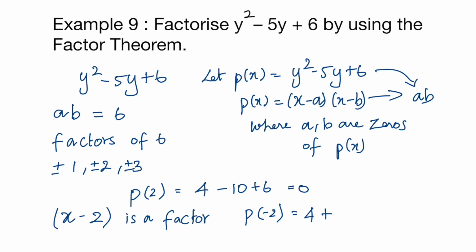So here we have 4, and it becomes plus 10 and plus 6. So this obviously cannot be a 0. So minus 2 is not a valid option. And then we have P of 3.